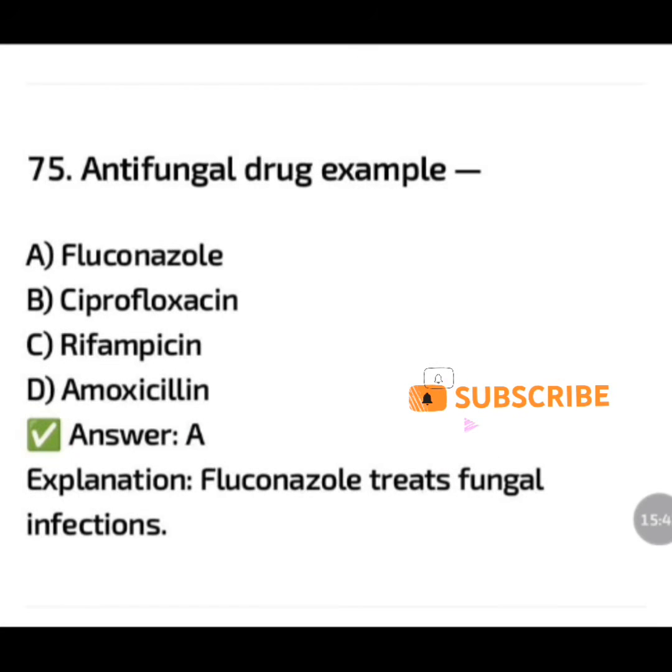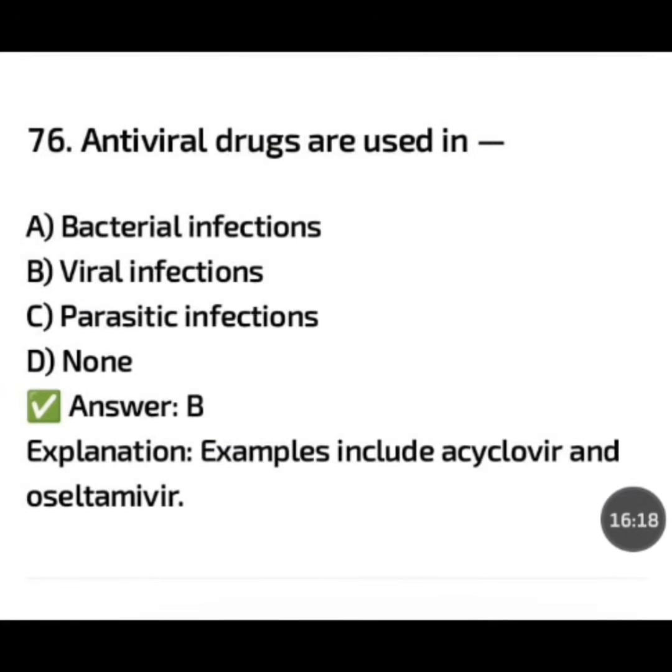An antifungal drug example: fluconazole, ciprofloxacin, rifampicin, or amoxicillin? The correct answer is option A, fluconazole. Fluconazole treats fungal infections. And oseltamivir.